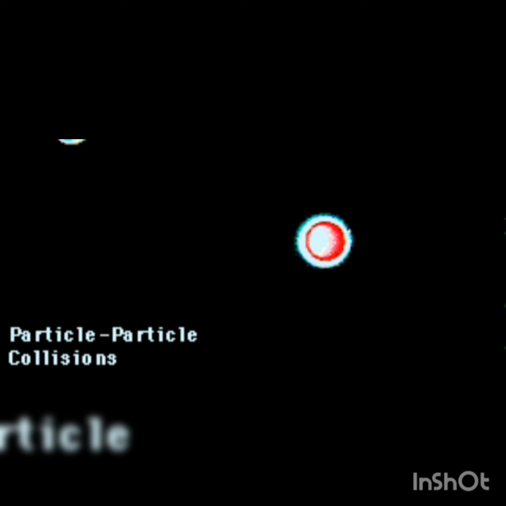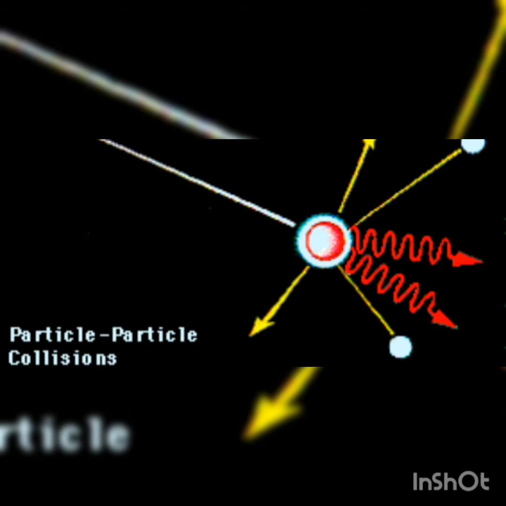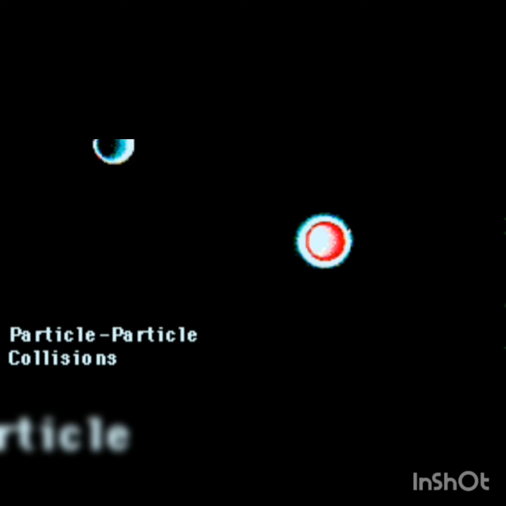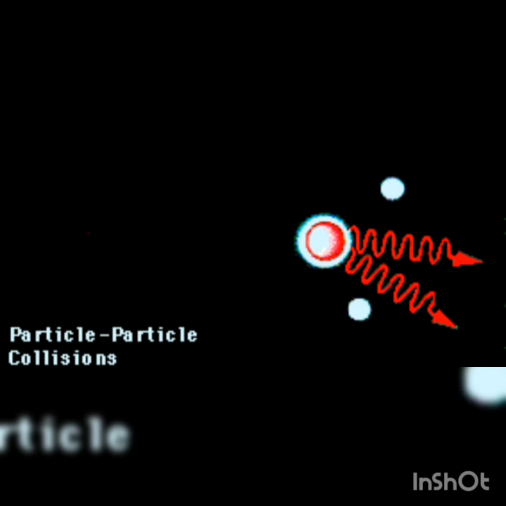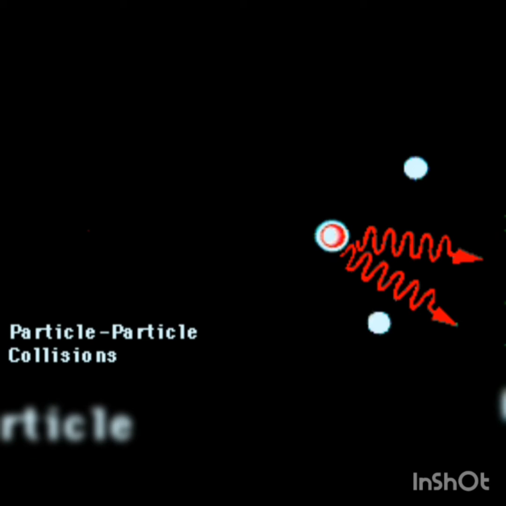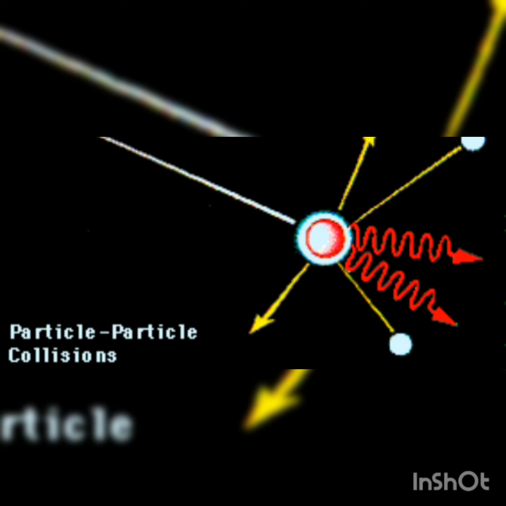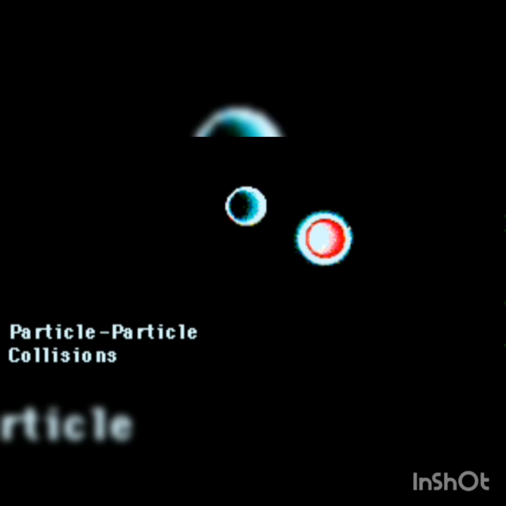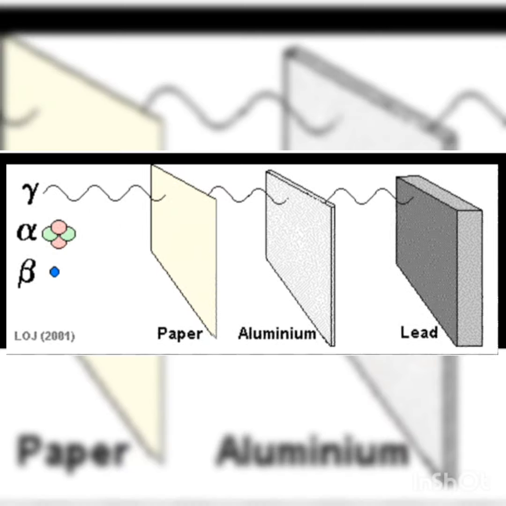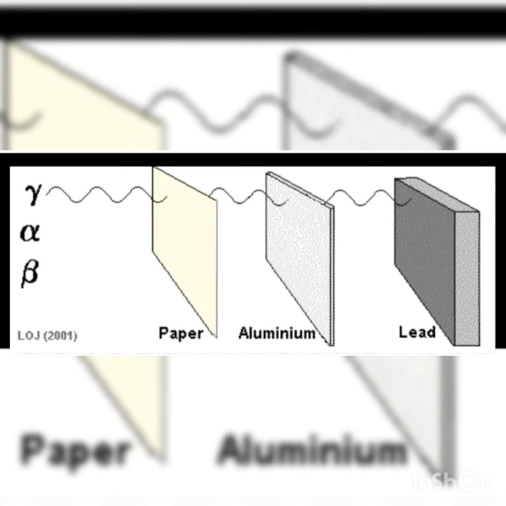Gamma radiations are highly energetic electromagnetic waves. The wavelength of gamma radiations is less than the wavelength of X-rays. Gamma radiations have no charge and no mass.